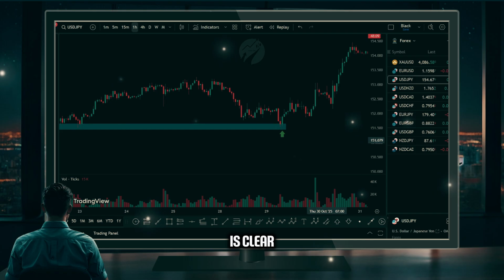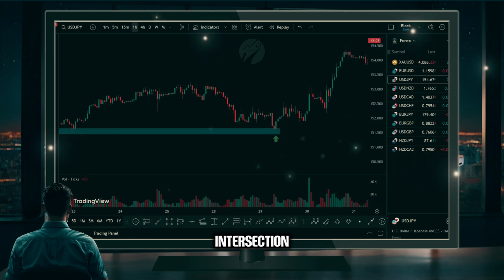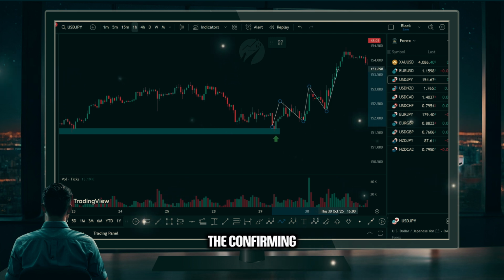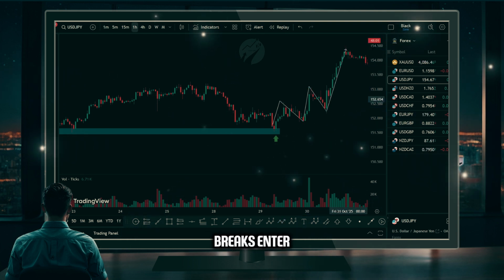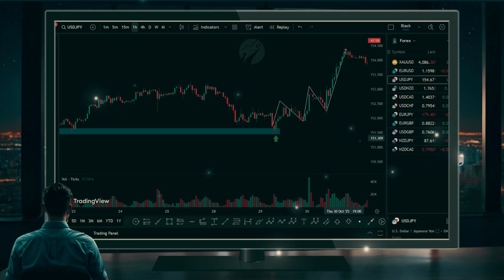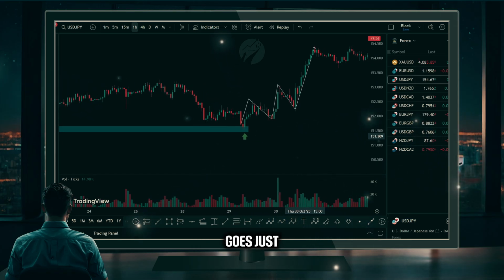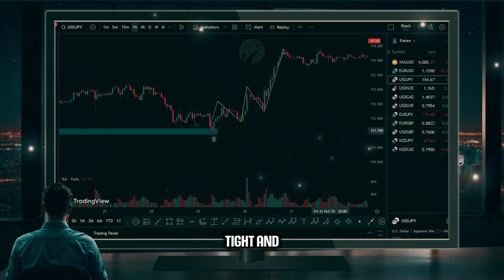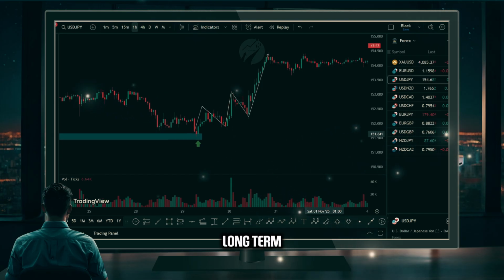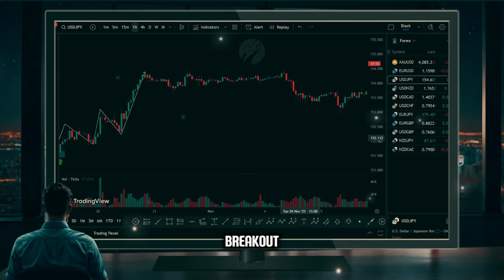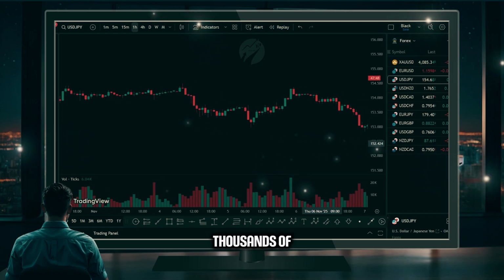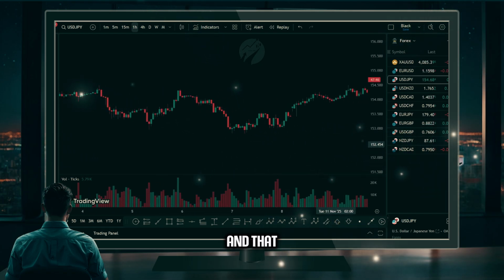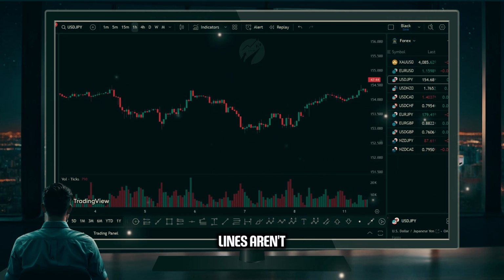The trading method is clear. Observe the trendline intersection, wait for the reaction. If it bounces, enter with the confirming trend. If it breaks, enter in the breakout direction. Stop loss goes just beyond the intersection, tight and safe. I once caught a long-term trade from exactly this kind of breakout. Price moved thousands of pips. I held for weeks. And that was when I understood that trend lines aren't just tools.